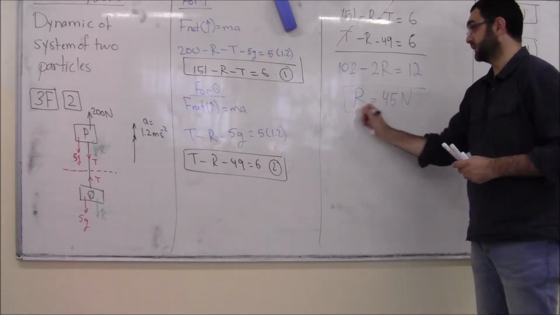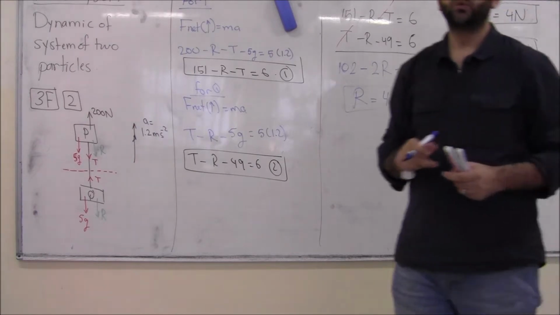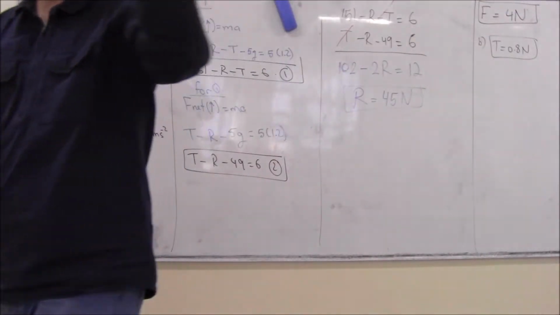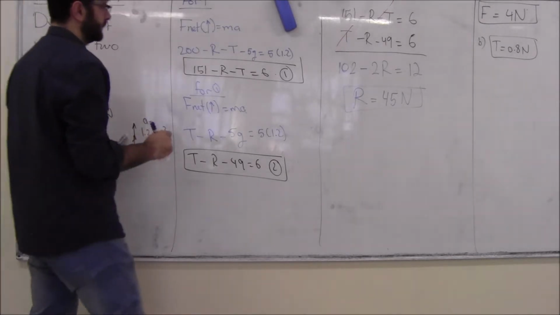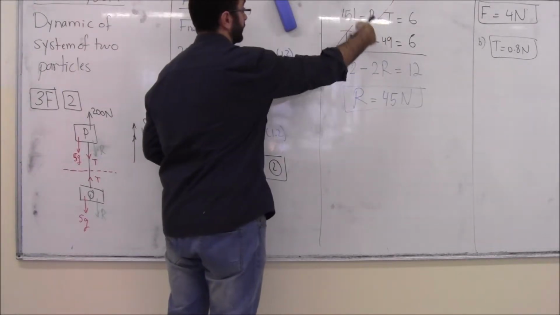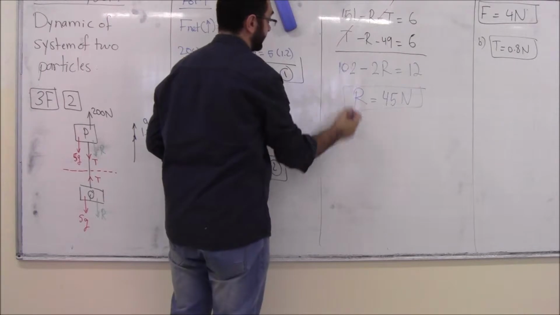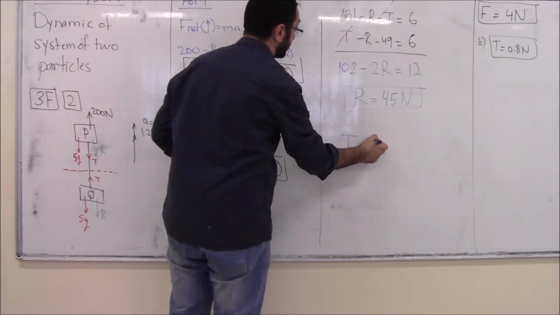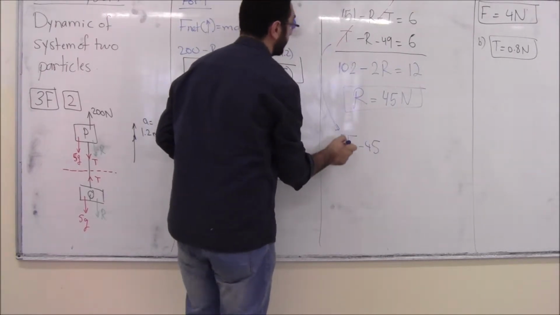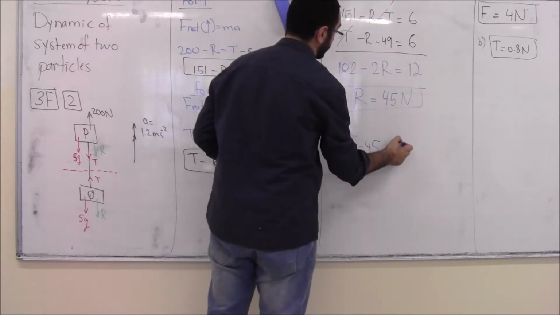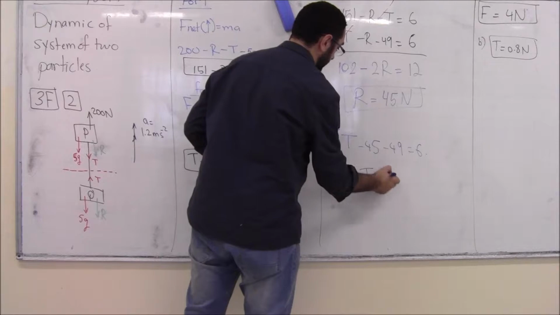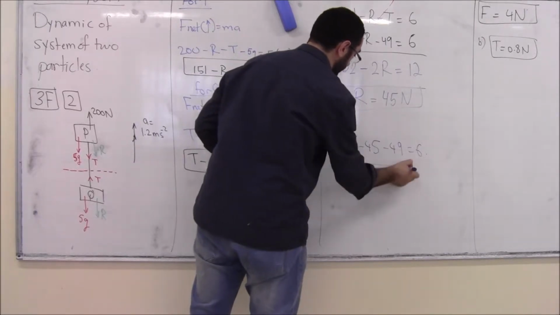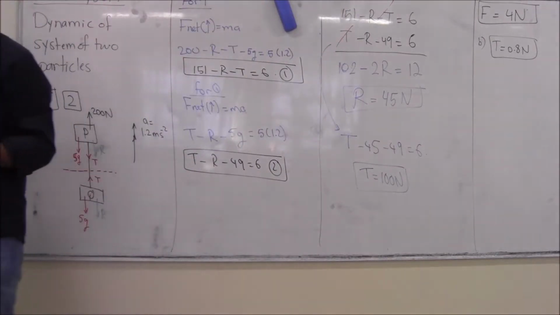Now we got what? R. We can substitute in any of these equations. I will find T, it comes out 100. Substitute here or here, whatever. Here, T minus 45, right? Minus 49 equals 6. So T equals what? 100 newtons.